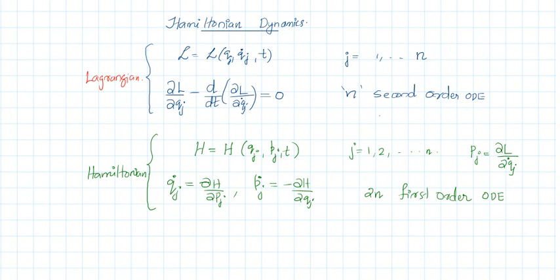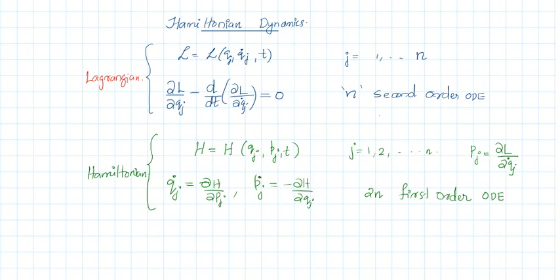Using this Hamiltonian, we can show that the second order ODE converts to two first order ODEs. One is qj dot equal to ∂H/∂pj, and the other is pj dot equal to minus ∂H/∂qj. These two are first order ordinary differential equations, since qj dot is dqj/dt and pj dot is dpj/dt. So if j takes values 1 to n, you will have a total of 2n first order ordinary differential equations instead of n second order ordinary differential equations. So that is the procedure.